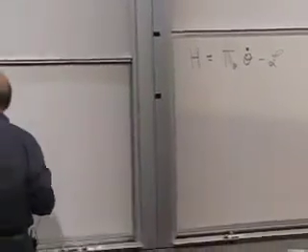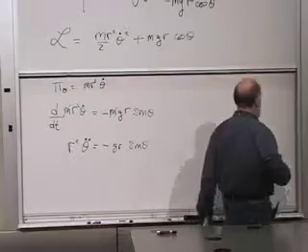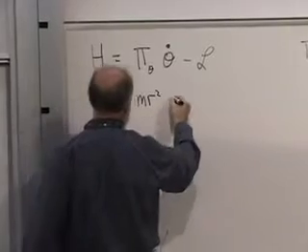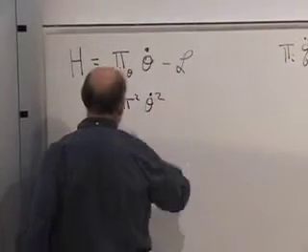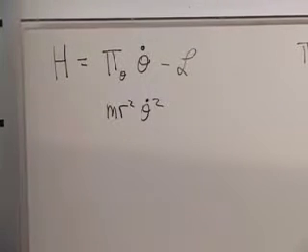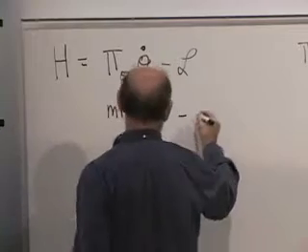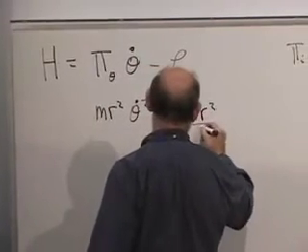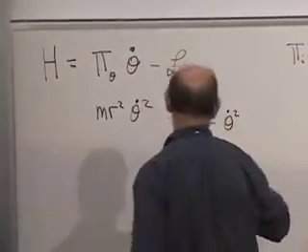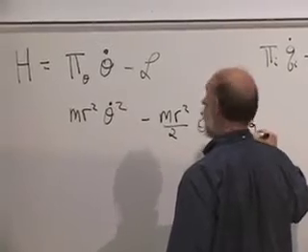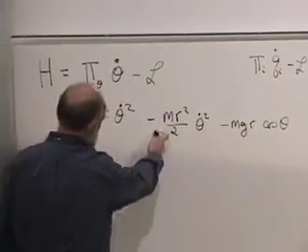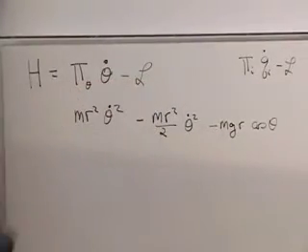Pi sub theta, what's pi sub theta? Pi sub theta is m r squared theta dot. So this becomes m r squared theta dot times another theta dot, squared. That's pi theta dot, minus the Lagrangian, so it's minus m r squared over 2 theta dot squared, minus m g r cosine theta. These two things constitute minus L.